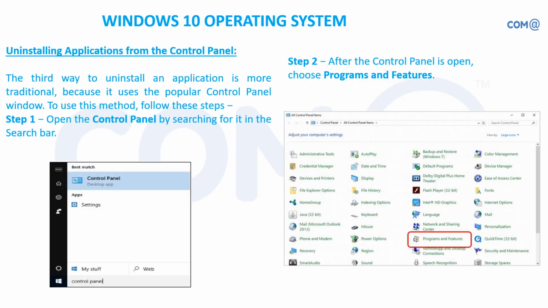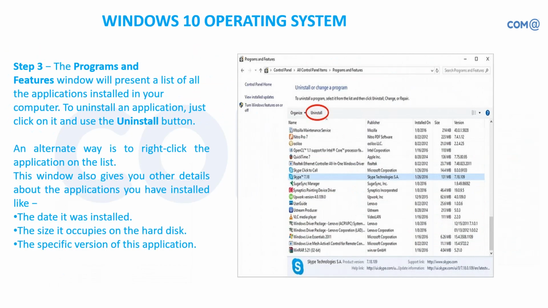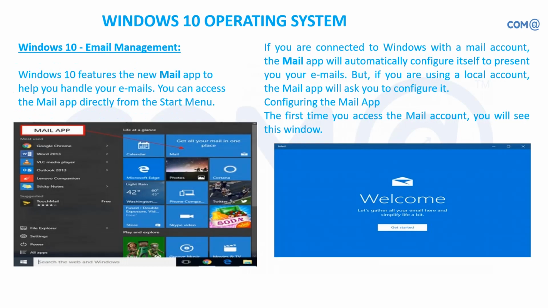Uninstalling from the control panel: go to programs and features, select the program you wanted to uninstall, and you have the uninstall command button at the top of the screen. You can just click on it, and the program will get uninstalled.